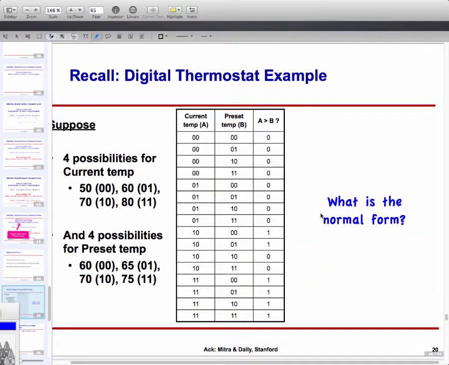So let's look at our good old thermostat example again. So this is a truth table. What is the normal form of this? Again, by normal form we mean sum of products, or taking the minterms and ORing them together. So can anyone help me out? What would the normal form of this look like?